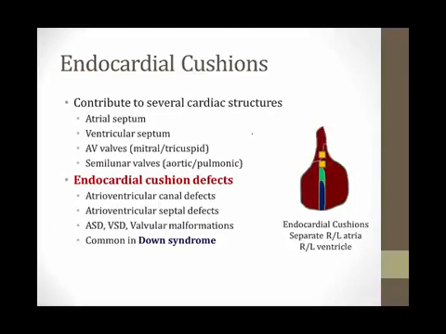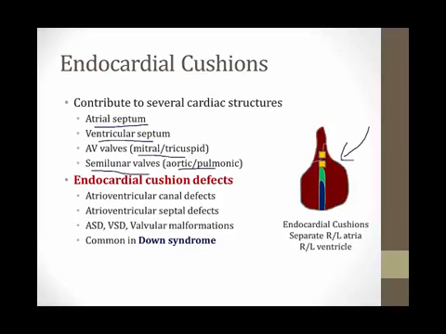I mentioned the endocardial cushions before. Those are these two yellow squares I've shown on my little drawing here. And these are very important structures in the embryo. They contribute to several cardiac structures in the adult. They contribute to development of the atrial septum and the ventricular septum. They also contribute to development of the AV valves, which are the mitral and tricuspid valves, and also the so-called semilunar valves, which are the aortic and pulmonic valves.